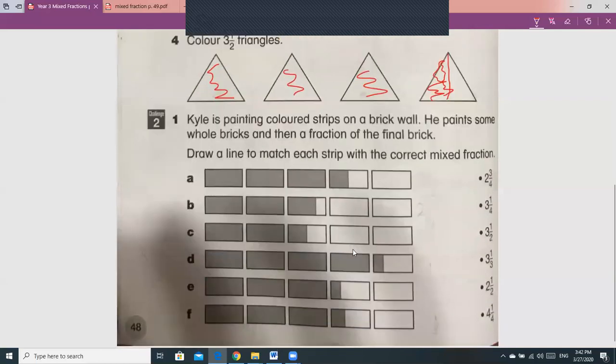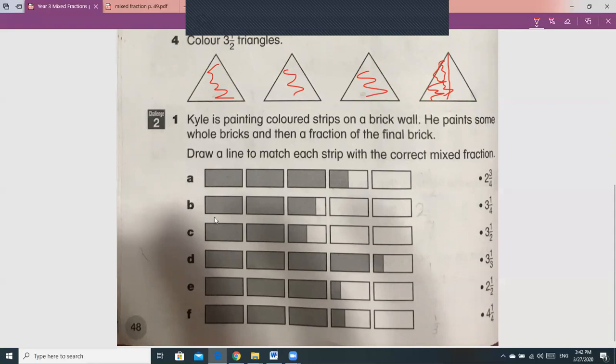So now let's make challenge 2. Kyle is painting a color stripe on a brick wall. He paints some whole bricks and then a fraction of the final brick. Draw a line to match each stripe with the correct mixed fraction.